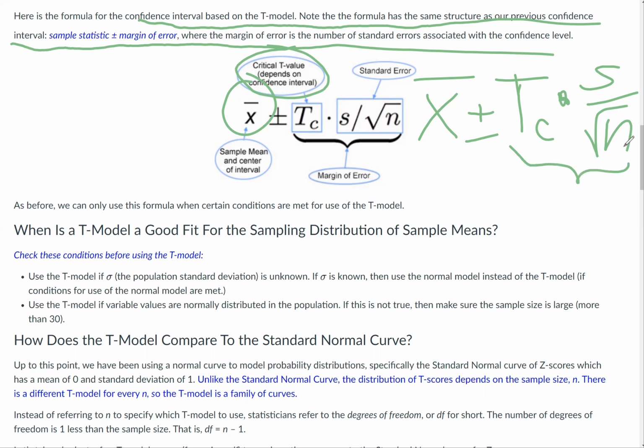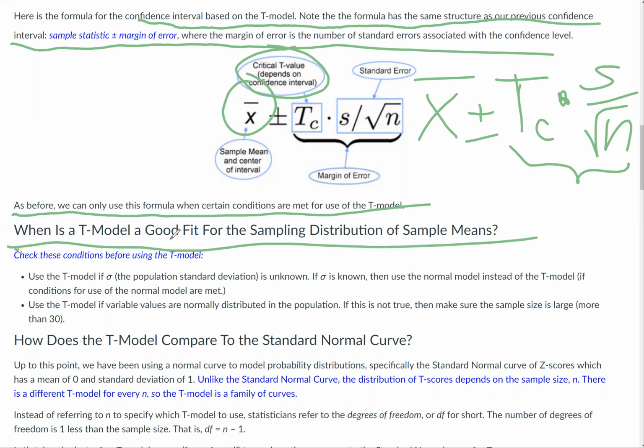This t subscript c, the critical t value, times s over the square root of n, that's the margin of error, but just s over the square root of n is called the standard error. As before, we can only use this formula when certain conditions are met for use of the T model. So when is a T model a good fit for the sampling distribution of sample means? We'll check these two conditions below before we use the T model.